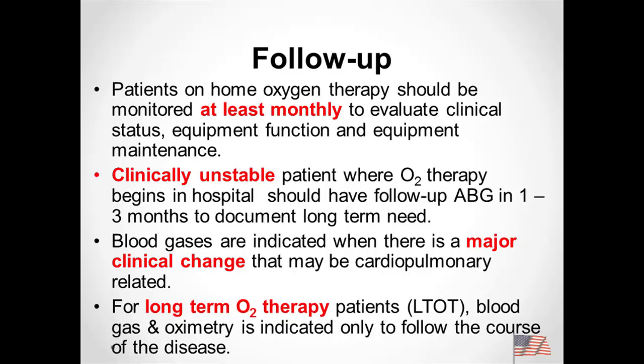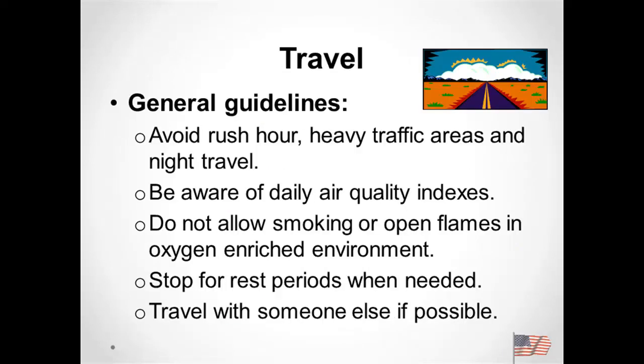And then once they get home, usually there's a call that is made to them, asking them how this process is going, is the equipment working okay. If the patient begins to, or seems to be unstable, they may need to have some other intervention like a blood gas to see if there's any clinical change that needs to be reported to the physician. And for those long-term patients, we may need a blood gas and oximetry to follow the course of the disease, although there's usually not a requirement necessarily for recertification.